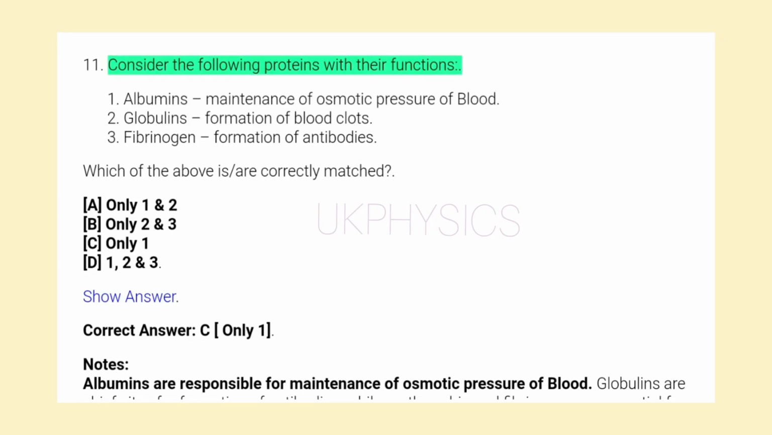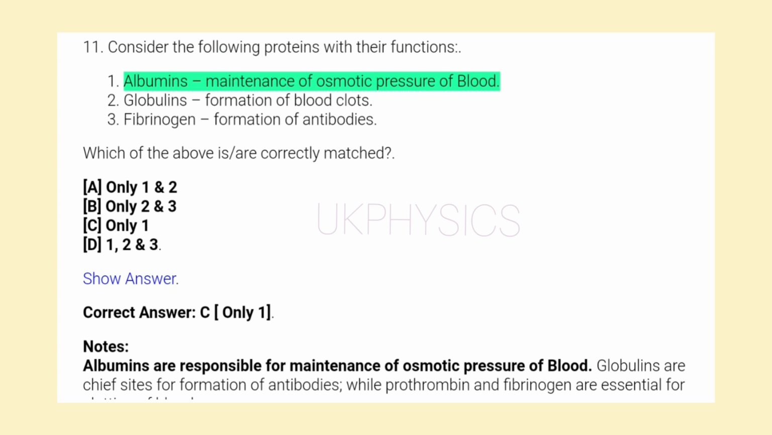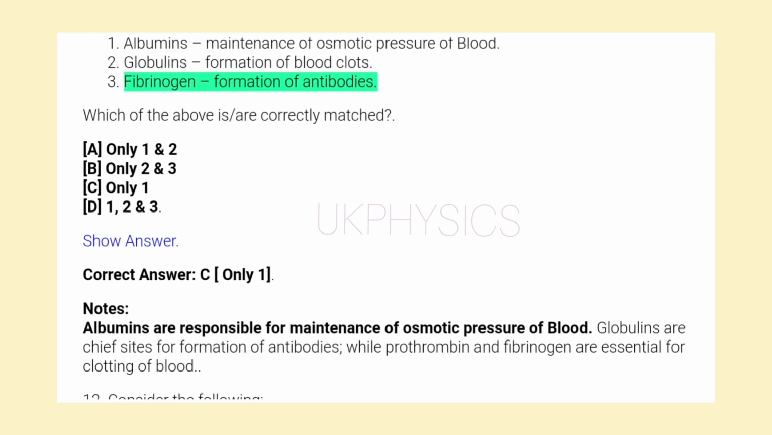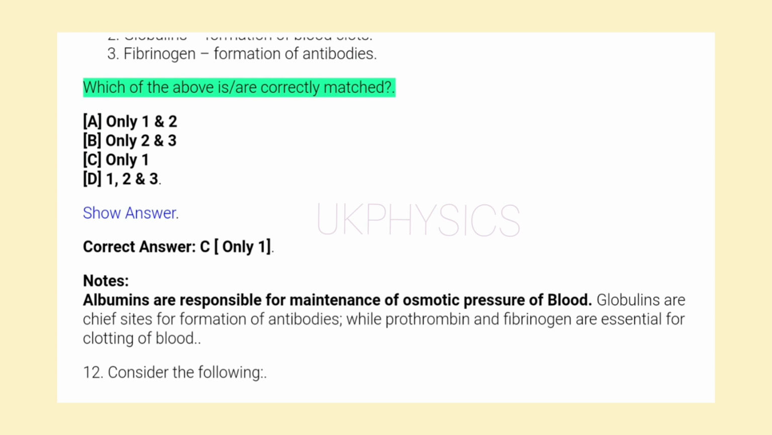Consider the following proteins with their functions. 1. Albumins, maintenance of osmotic pressure of blood. 2. Globulins, formation of blood clots. 3. Fibrinogen, formation of antibodies. Which of the above are correctly matched?